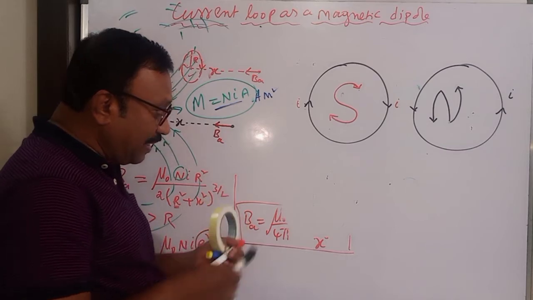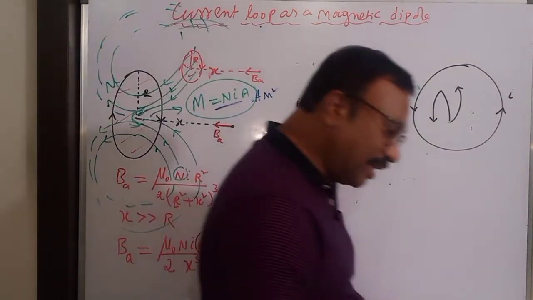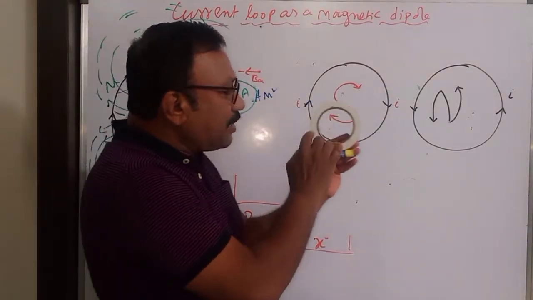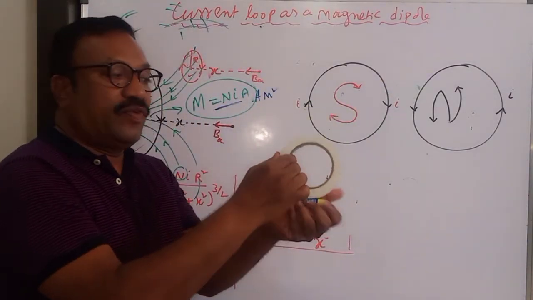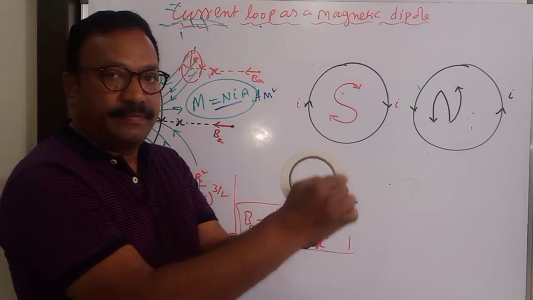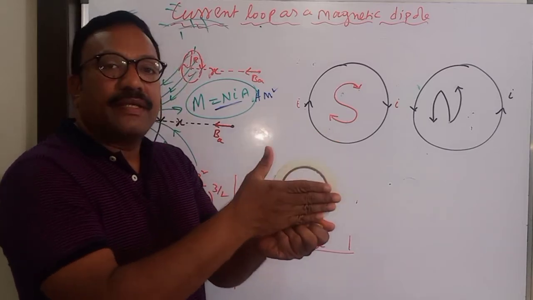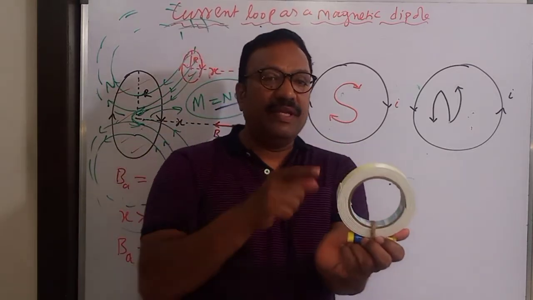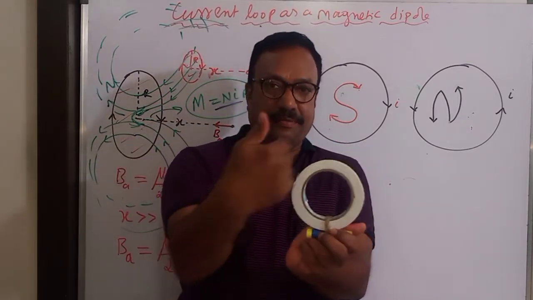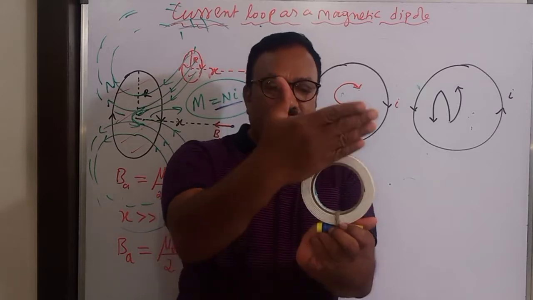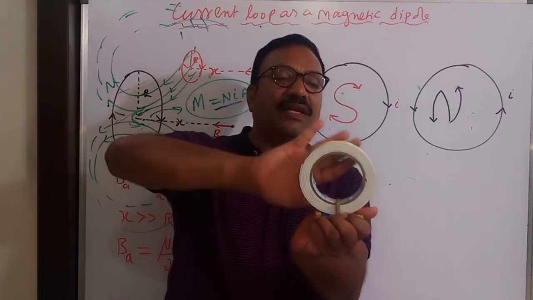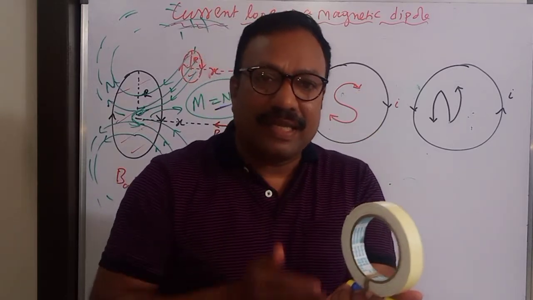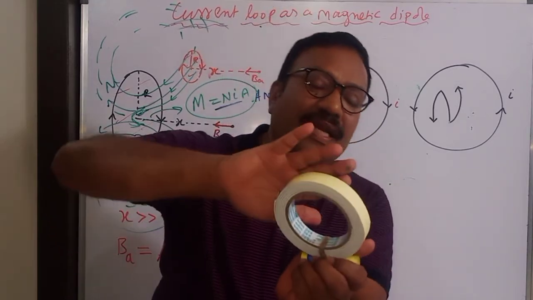Now one point is very important. Many students will think that these two are different rings. No, that is the same ring. See, if the current is clockwise, flowing like this, you will have a south pole here. Now for you, this is clockwise. For me, it is anti-clockwise. Therefore, if you have a south pole here, then I will be having a north pole here. Therefore, this circular ring is behaving like a south pole on one side and a north pole on the other side.